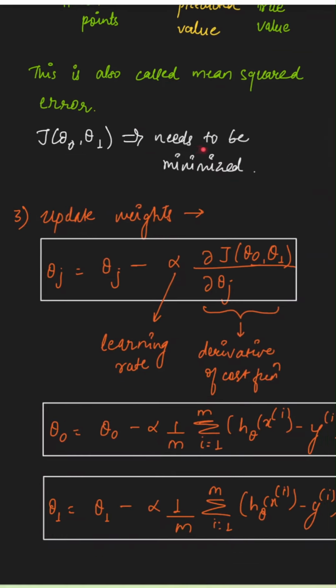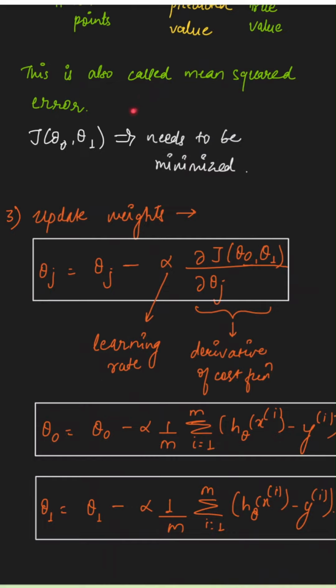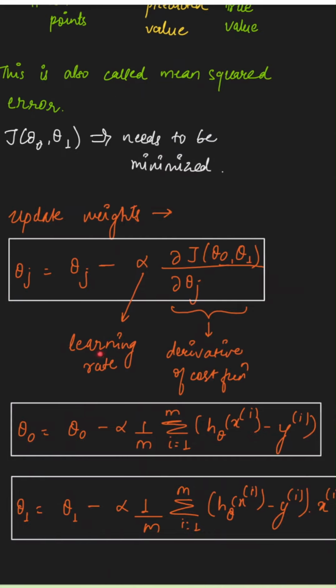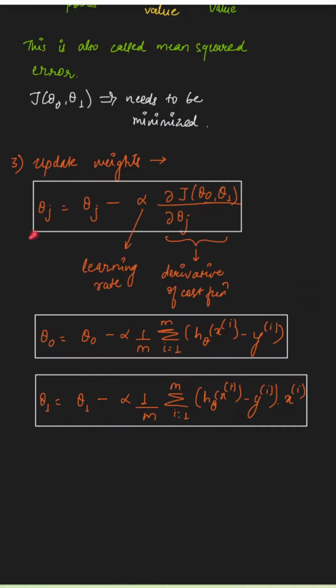In order to do this, after calculating the cost function, we calculate the theta 0 and theta 1 values. So theta j is equal to theta j minus alpha, which is the learning rate, multiplied by the derivative of the cost function with respect to the coefficient. If we calculate it for theta 0, that will be theta 0 minus alpha, the learning rate, times 1 upon m, summation i equals 1 to m, h theta of x of i minus y i. This is the derivative of J theta 0, theta 1 with respect to theta 0.